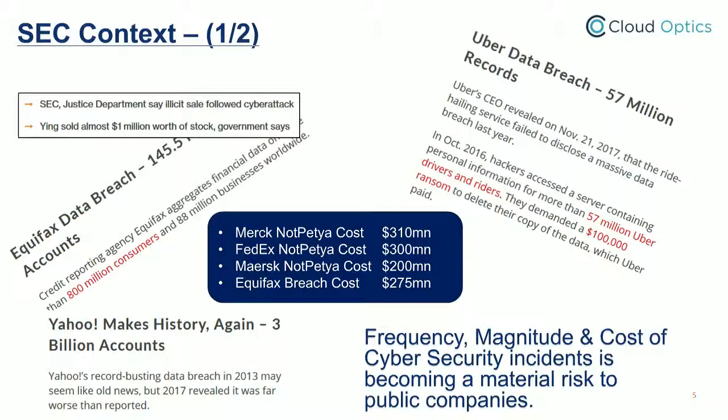So the environment today is one where the frequency, magnitude, and cost of cybersecurity incidents is becoming a material risk to public companies. The key word in this statement is material, and we'll dive into what material means, how it relates to the SEC, what the guidance is, and what public companies should be doing about it. So that's the context.